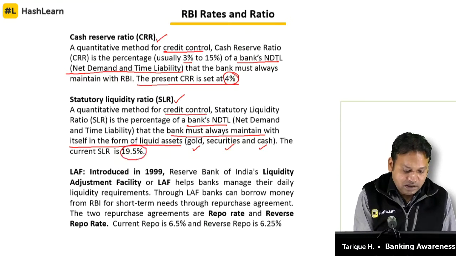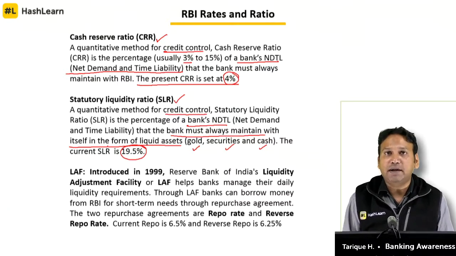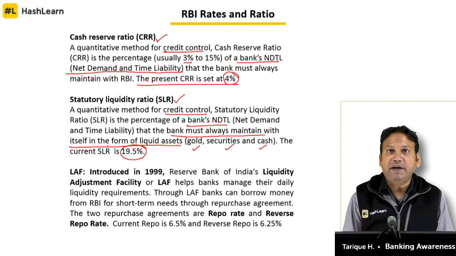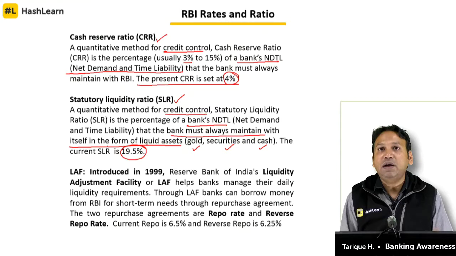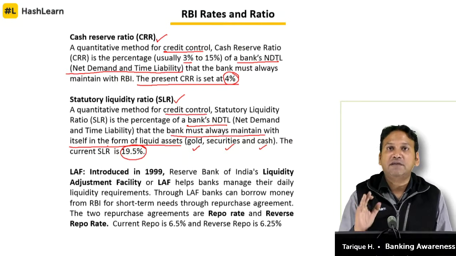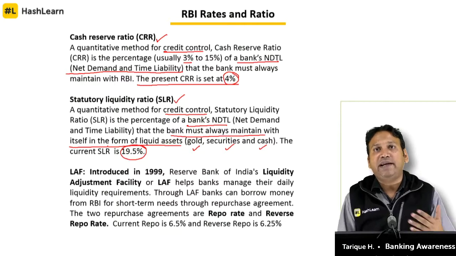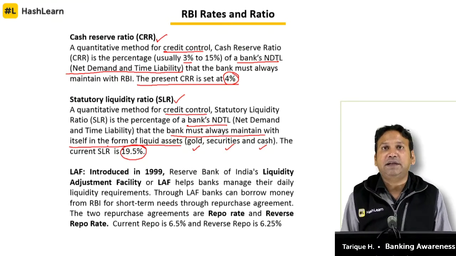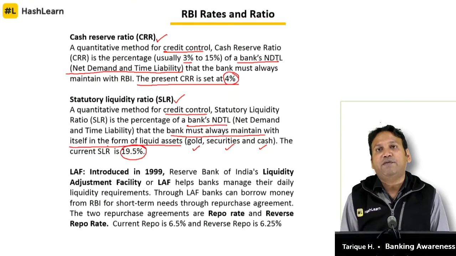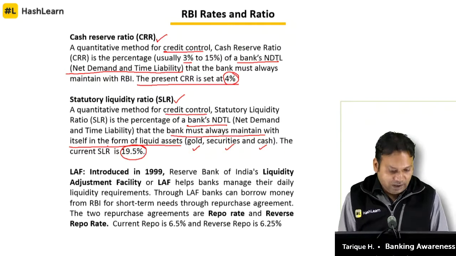The current SLR is 19.5%. That is 19.5% of the total deposit that the bank has, the bank cannot use for giving loans. It must always maintain with itself in the form of liquidity, gold, securities or cash. So right now it is 19.5%. Initially when I discussed with you the liberalization phase in 1990, 1989, SLR was up to 28 to 30%. 30%, 35% of the total deposit of a bank was something that the banks could not use. That is why it was so difficult then to get loans from banks.